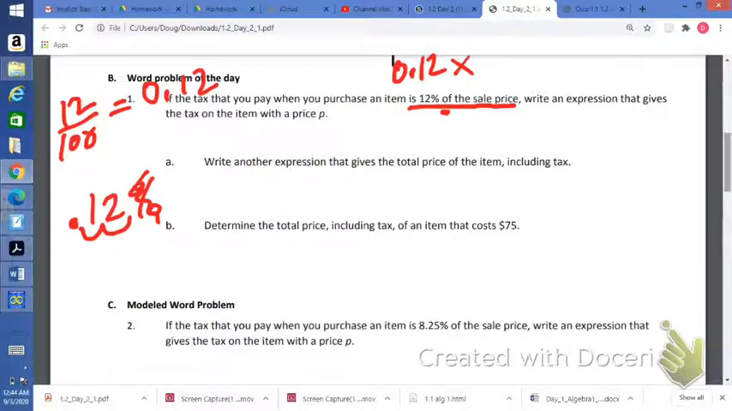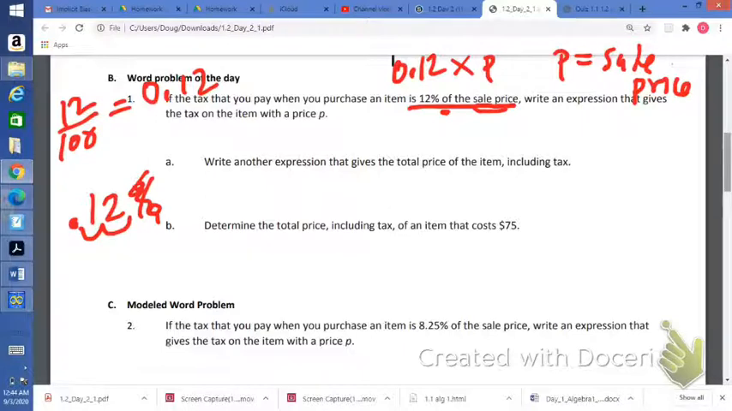Write an expression that gives the tax of the item with price P. Okay, so P, it's telling us, is going to equal the price or the sale price. It's the same thing. So when we see sale price here, we're going to replace it with a P. So we're now in a position, we've defined our variable, we got multiplication going on based on the keywords from the problem. Now let's go ahead and write the expression that'll tell us the tax on the item.